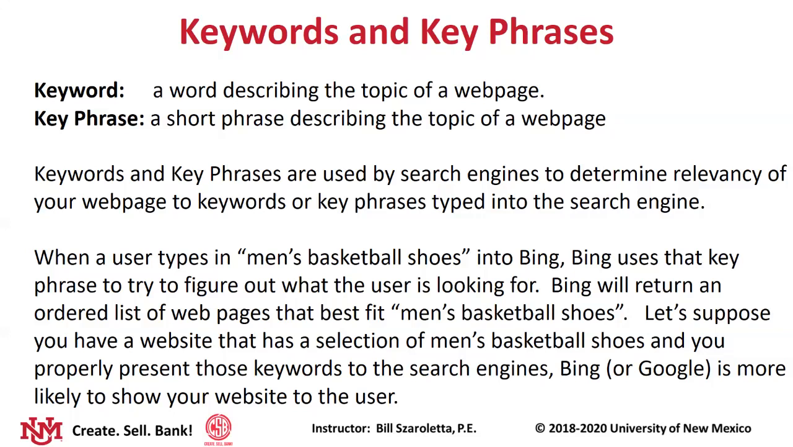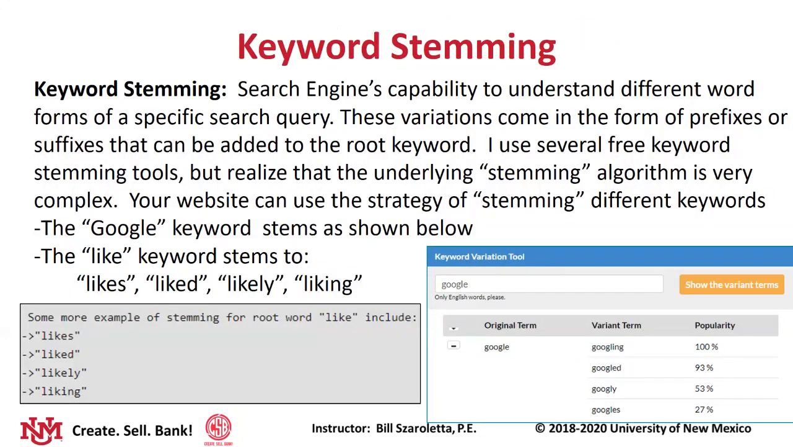So let's suppose you have a website, or you have a Facebook fan page, or you have a blog, or you have a Twitter account, or you have a Pinterest account that has a selection of men's basketball shoes. And you use search engine optimization to properly present those keywords to the search engine. Bing or Google or Yahoo or any of the other search engines are more likely to show your website to the particular user.